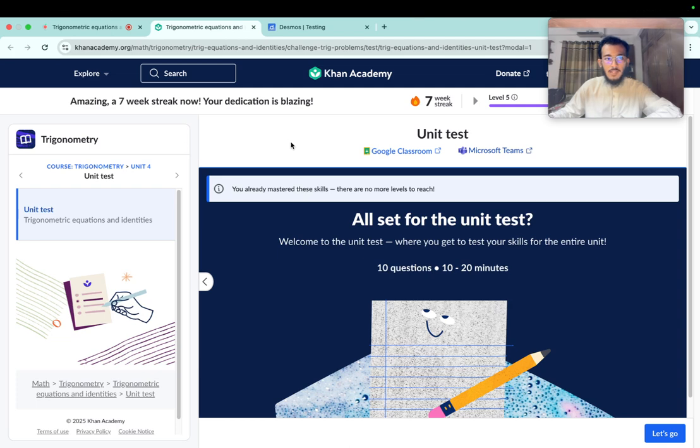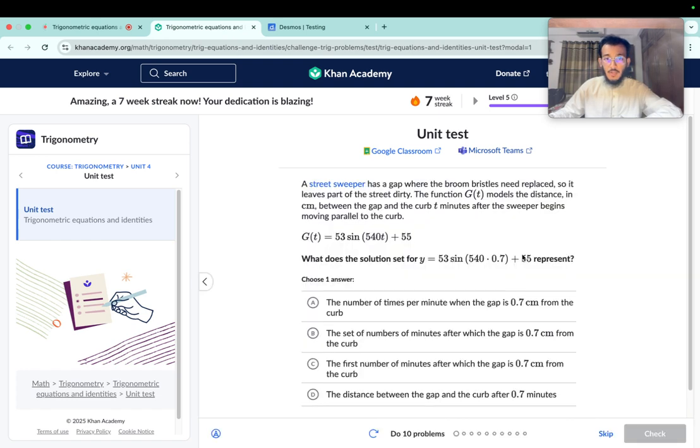All right, let's get started with our Khan Academy unit test for trigonometric equations and identities under the course Trigonometry. For the first question, a street sweeper, a truck that uses round and straight brooms to clean trash off the street, has a gap where the broom bristles need replaced, so it leaves part of the street dirty.